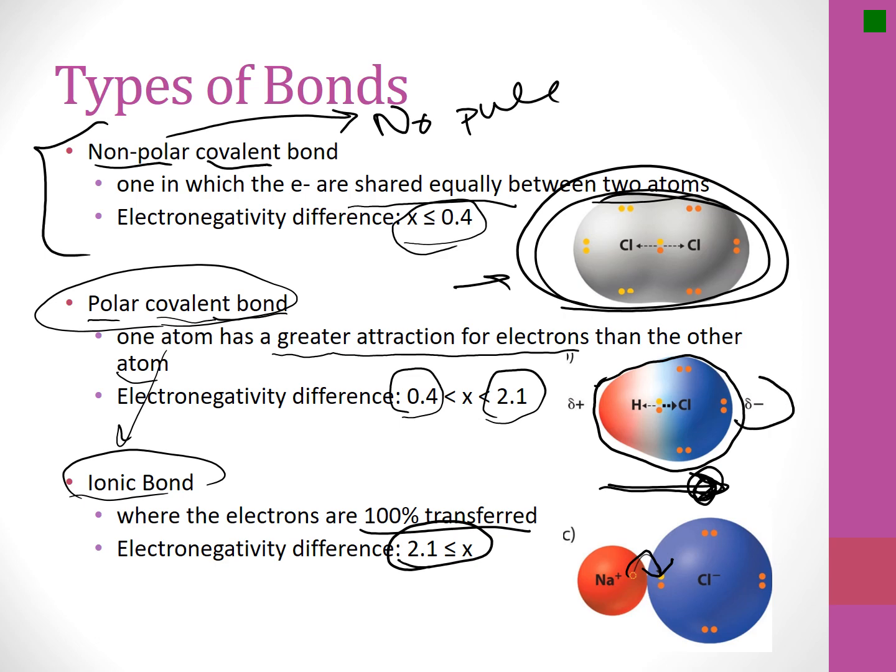What you should also notice is that sometimes you can write a lowercase delta negative and a delta positive, which means that there's a partial positive on this side and a partial negative on that side.